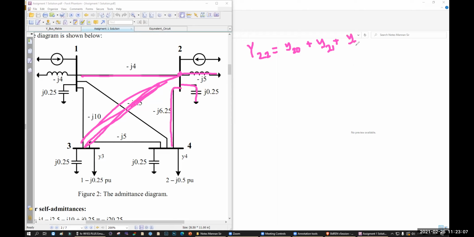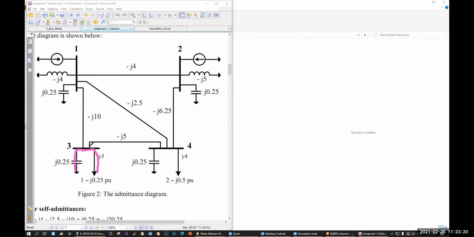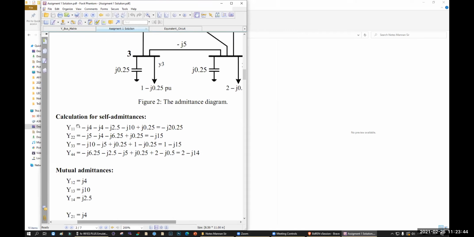Y33 will be what? 30 means this plus this. 31 is this one. 32 is 0. 34 is this one. So these 4 will be added. Y44 will be, 40 will be this plus this. 41 is this. 42 is this. 43 is this. Understood? Yes, sir. These are all your self-admittance. So these are the values that are written here. These are all your self-admittance.